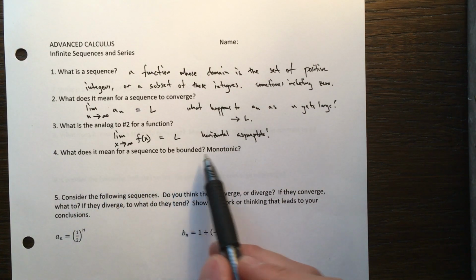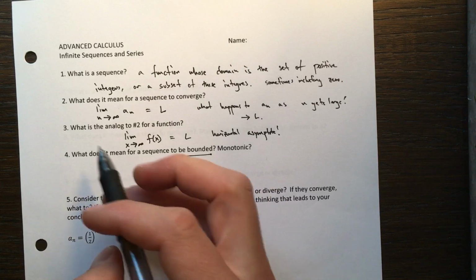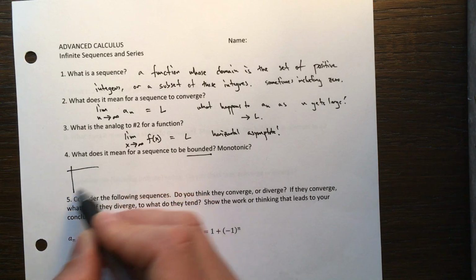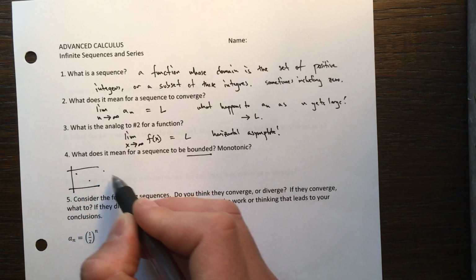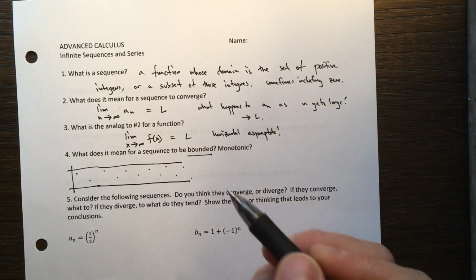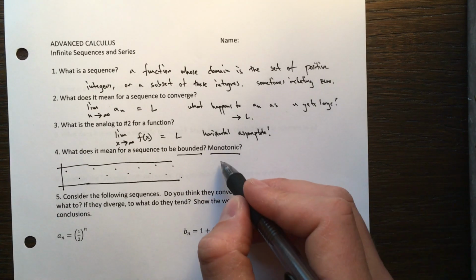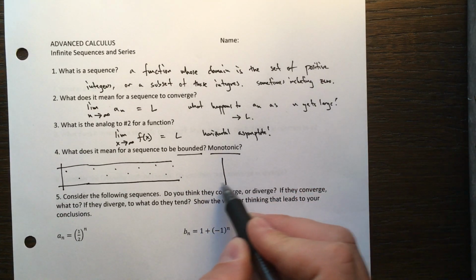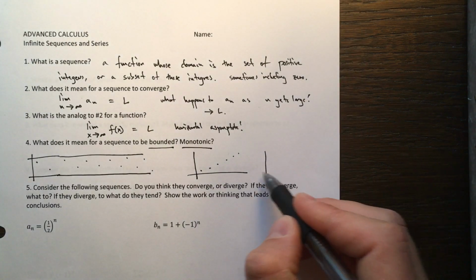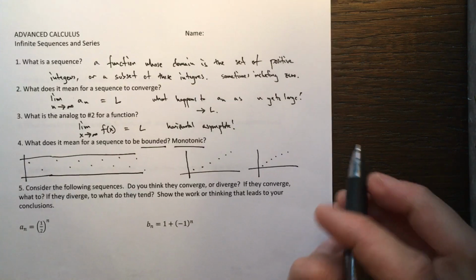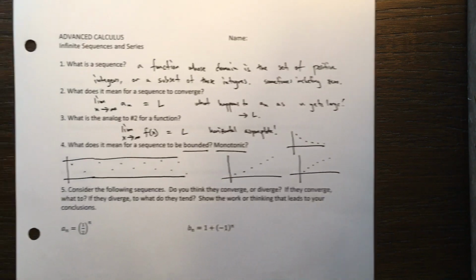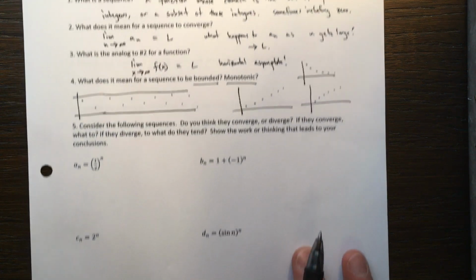What does it mean for a sequence to be bounded? Bounded just means that, for instance, you've got an upper bound here and a lower bound here, and the sequence stays within those bounds. Monotonic means that it is either always increasing or always decreasing. So this is monotonic, this is monotonic, and this is monotonic. Monotonic basically means always increasing or always decreasing.